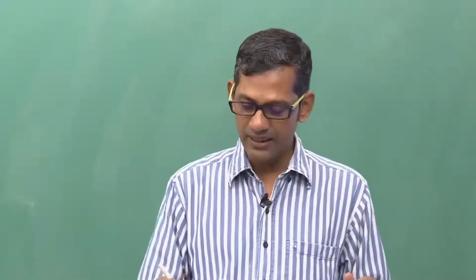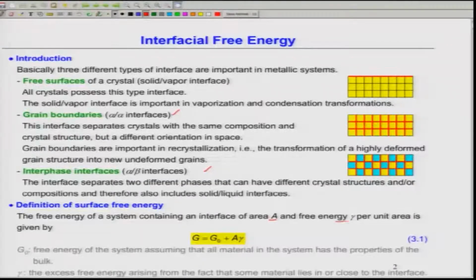That is basically nothing but the surface area and the free energy gamma, which is defined per unit area. So the total energy of the system will be equal to G0 plus A gamma, because G0 is the energy of the bulk where there is no interface. The moment you bring in an interface, you add the A times gamma term, where A is the total area of the system and gamma is the surface energy per unit area. Now, gamma is what? It is excess free energy.